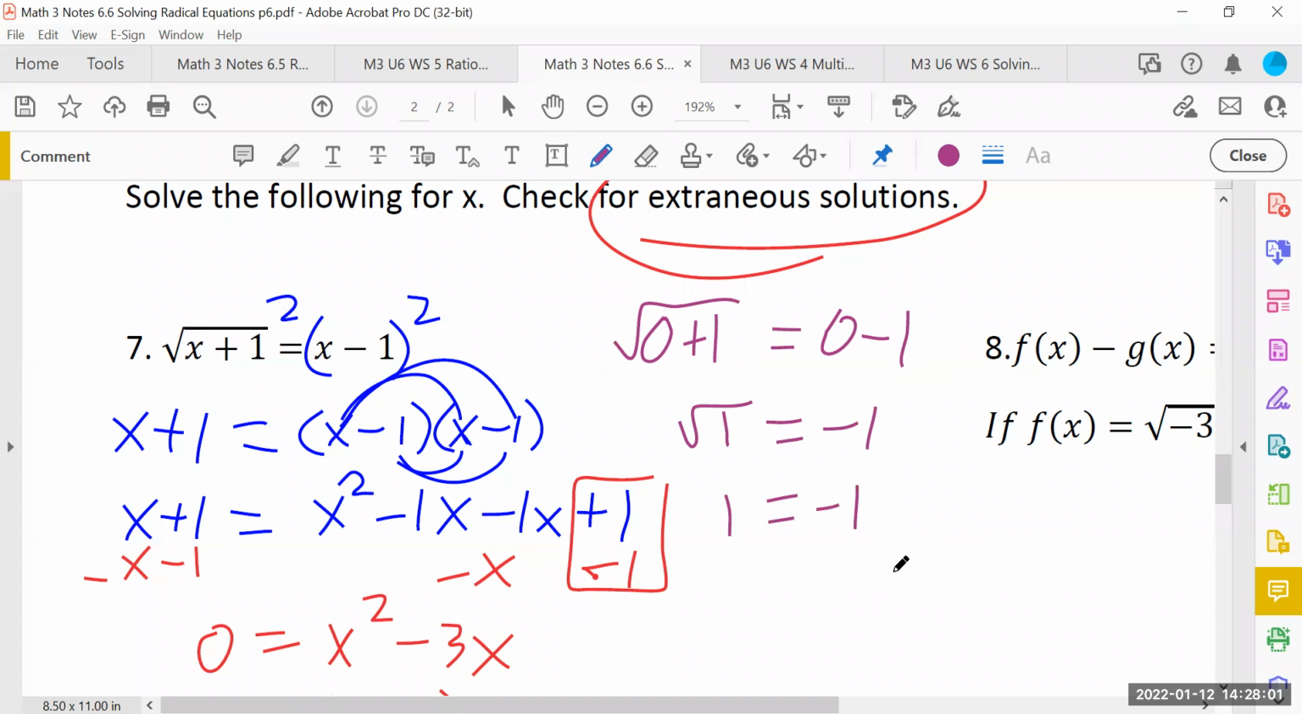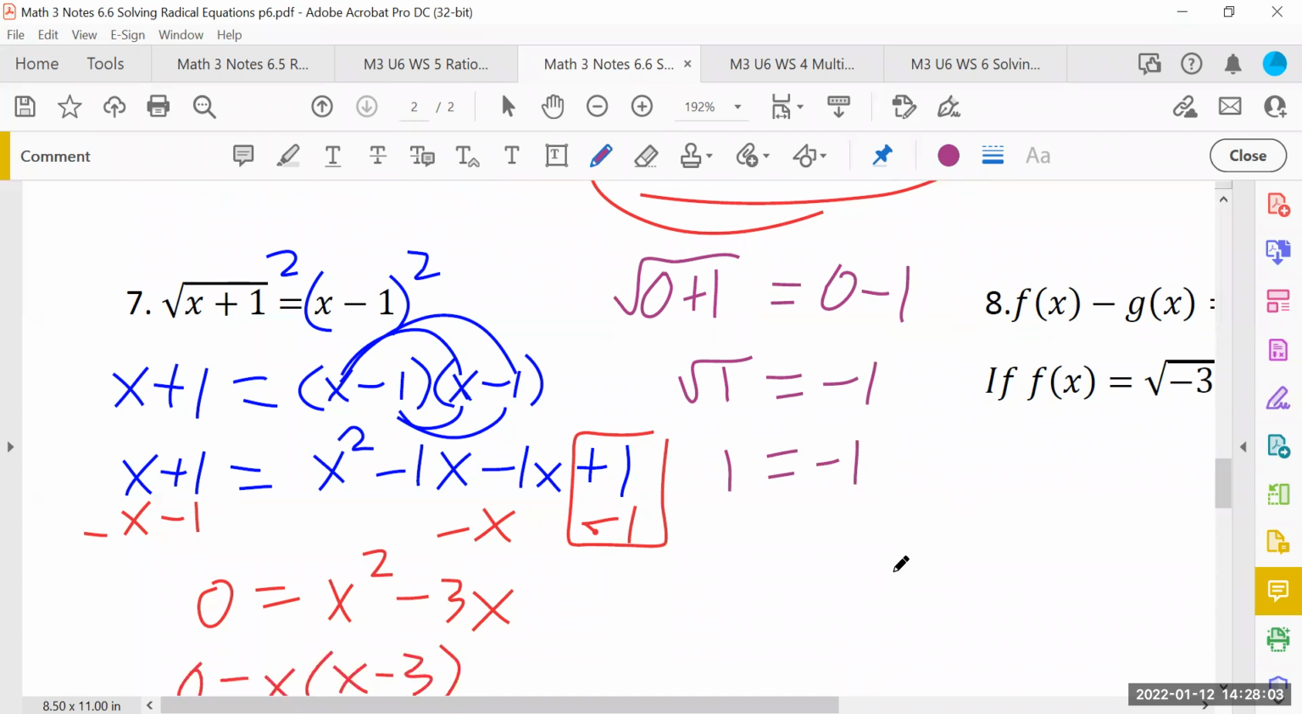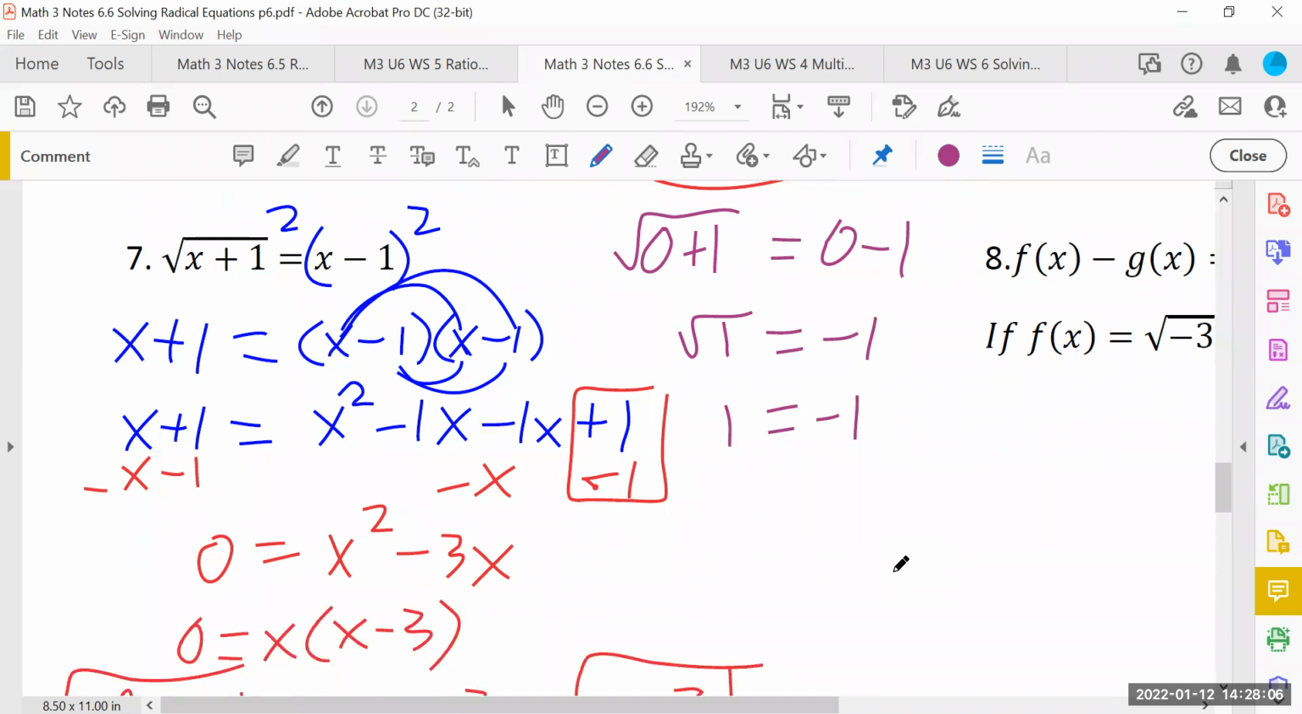This is what happens when there's an extraneous solution from these problems. You get something like this, 1 equals -1. The reason that happens is, remember we squared both sides? What if I squared both sides right now? Does 1 squared equal -1 squared? -1 times -1 is +1. So it works for that middle step that I did, but it doesn't work for the original one.